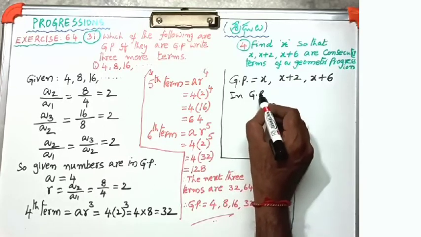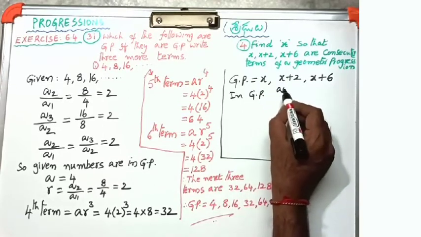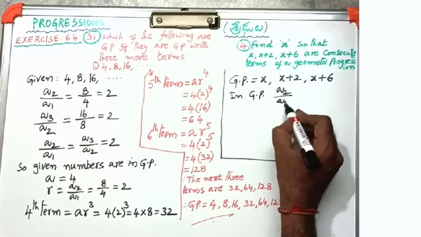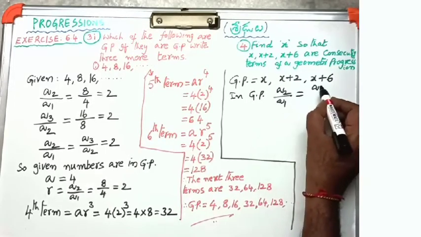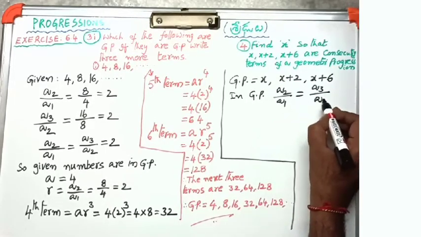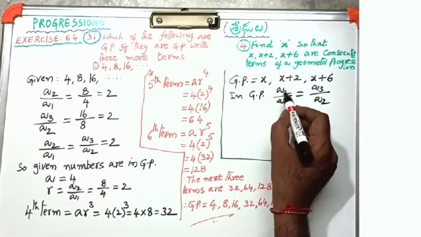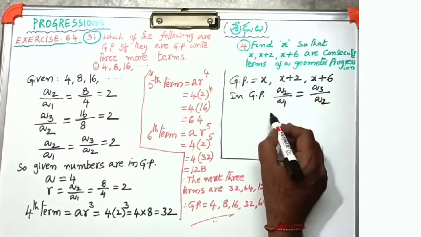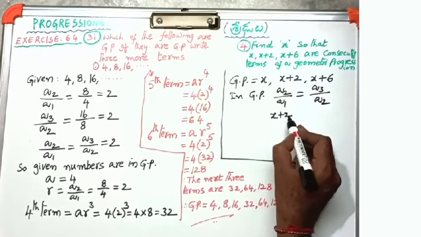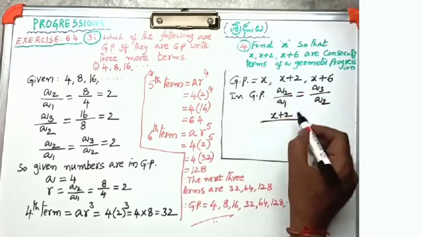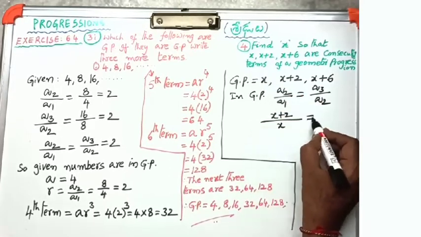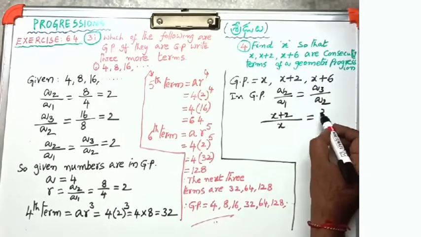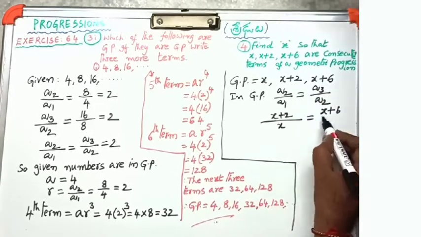So in GP, common ratio is equal, a2 by a1 is equal to a3 by a2. Now here what is a2? X plus 2, by what is a1? X. What is a3? X plus 6, by what is a2? X plus 2.